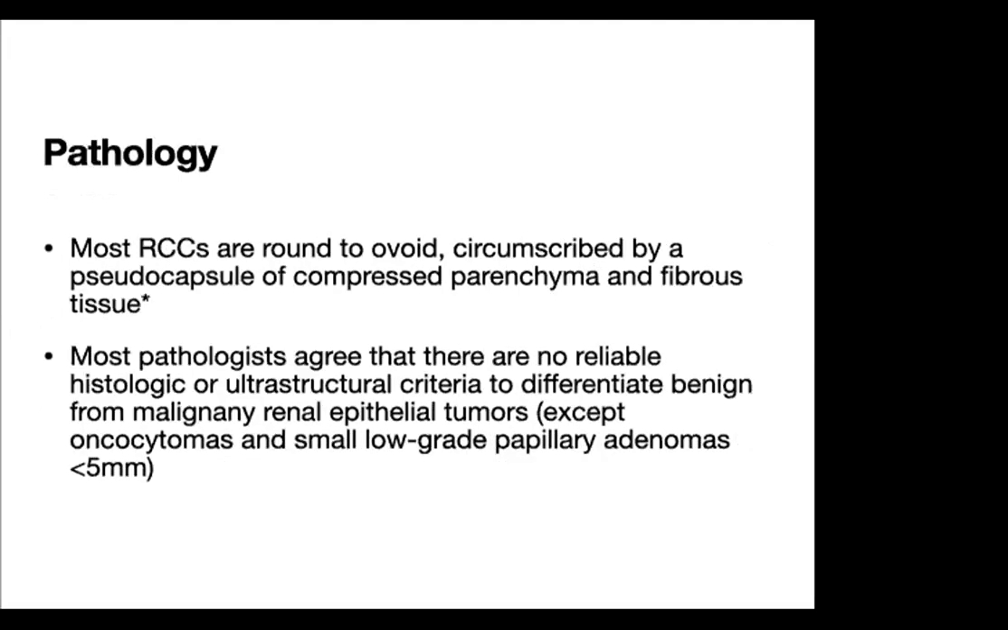Now, moving on to the pathology of malignant renal tumors, most RCCs are round to ovoid, circumscribed by a pseudocapsule of compressed parenchyma and fibrous tissue. Most RCCs are not grossly infiltrative, except for collecting duct carcinoma and sarcomatoid variants. Most pathologists agree that there are no reliable histologic or ultrastructural criteria to differentiate benign from malignant renal epithelial tumors, except oncocytoma and your small low-grade papillary adenomas.